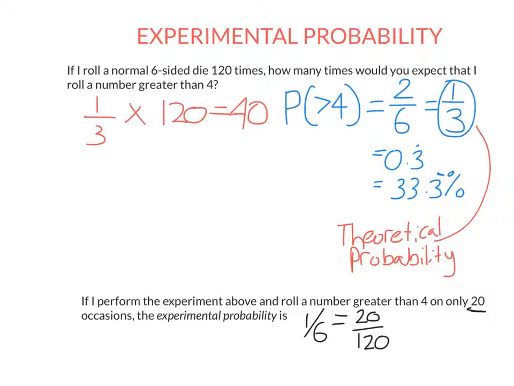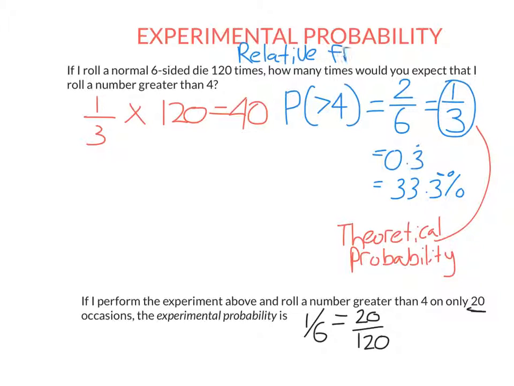So the theoretical probability is the proportion of times that something should happen, and experimental probability is the proportion of times something actually happens. They don't need to be equal. The last thing I want to tell you is that the experimental probability is often called relative frequency. They are the same thing.